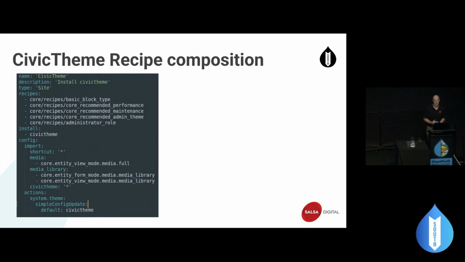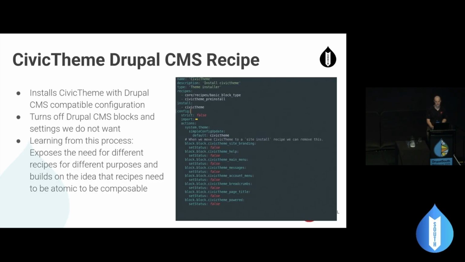So moving on to the config section, we've selected what config we want to import. We want all of the shortcut because Civic Theme depends upon it. We want the media entity view mode. We want some form view modes for the media library. And finally, for Civic Theme, I've used the star wildcard, and that means I want everything from Civic Theme to be installed, which is what we want. Then finally, we have one simple action. We update the default theme of the system to use Civic Theme. And that's effectively it.